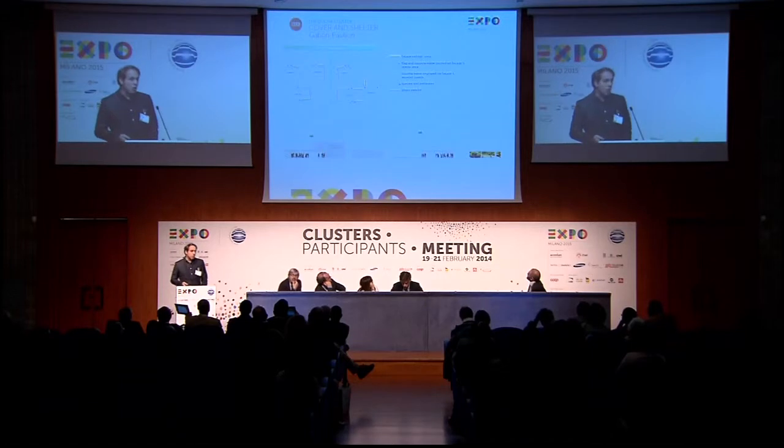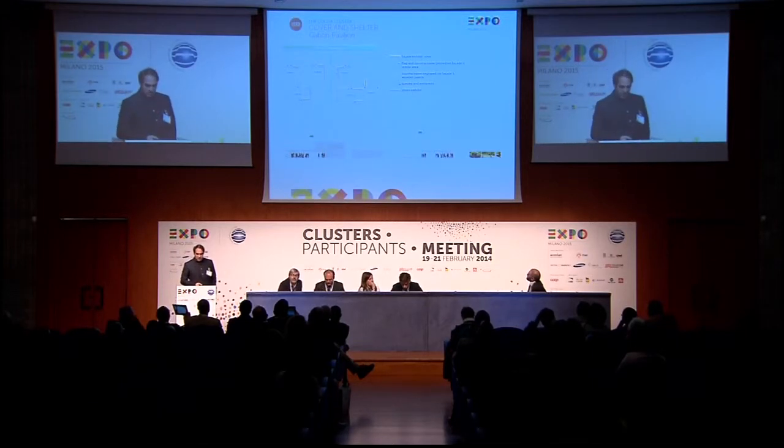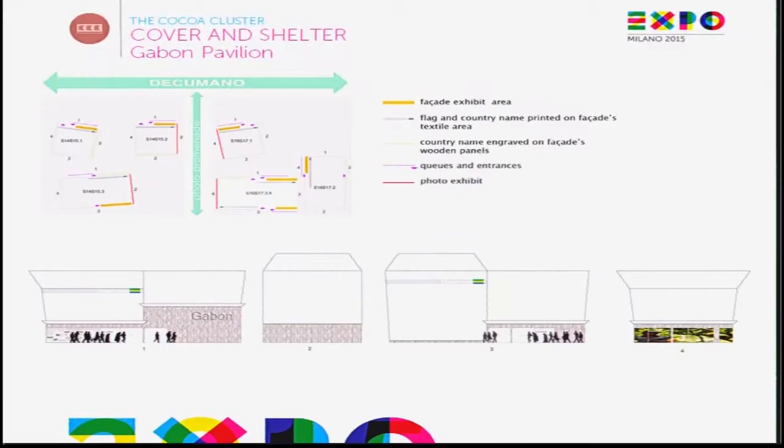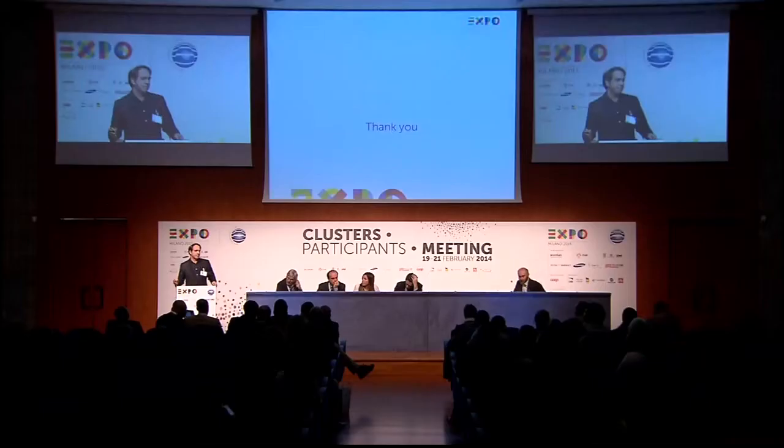Then we have the Gabon. Gabon is the double pavilion, as we all know. So it's twice as big as the others, with its flag, its country name, etc., with its queue and a photo picture as well. And that's it. I think, well, I occupied very much of your time, but I hope I've been clear enough. I'm here for your questions.